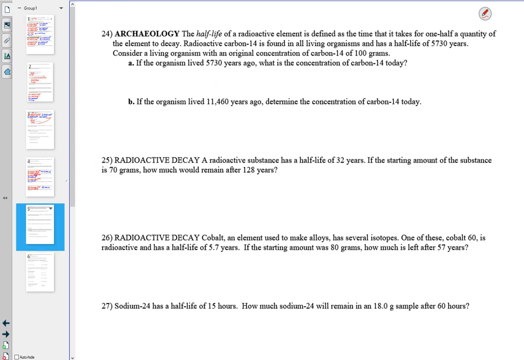So let's see. The half-life of a radioactive element is defined as we already know that. Radioactive carbon-14 is found in all living organisms and has a half-life of 5,730 years. Consider a living organism with an original concentration of carbon-14 of 100 grams. If the organism lived 5,730 years ago, what is the concentration of the carbon-14 today?